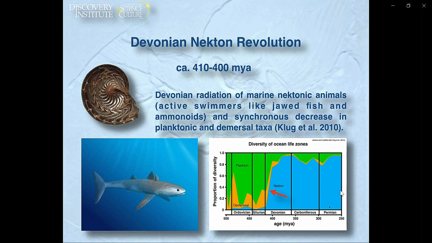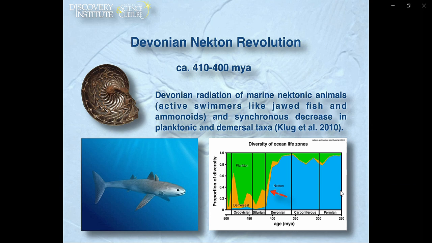Then in the Devonian age, you find something that has only recently been described by a friend of mine, Christian Klug, 2010, the Devonian Nekton Revolution. If you look at the life in the ocean, you have three different ways animals can live. They can live close to the sea floor. This would be this brown part in this diagram. This is called the demersal. Or they can drift passively in the water. That is called plankton. That would be the green here in the diagram.